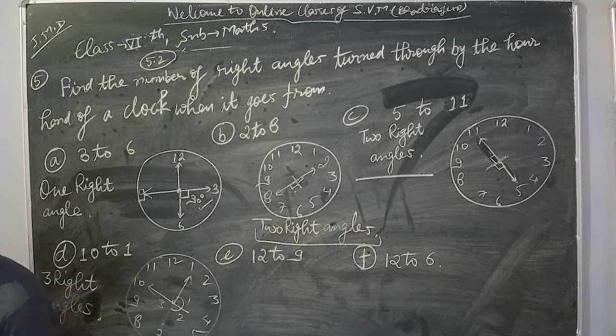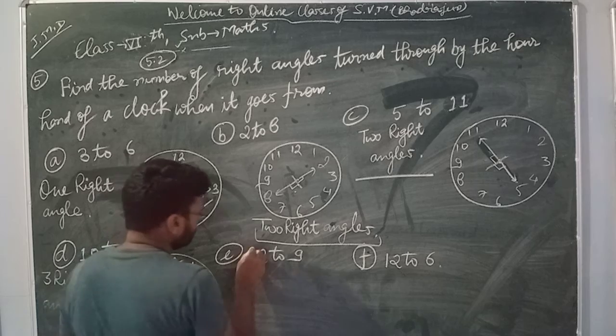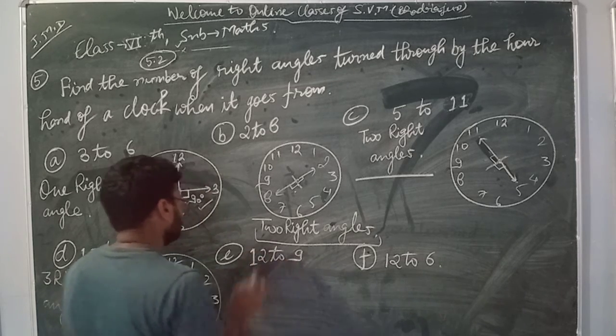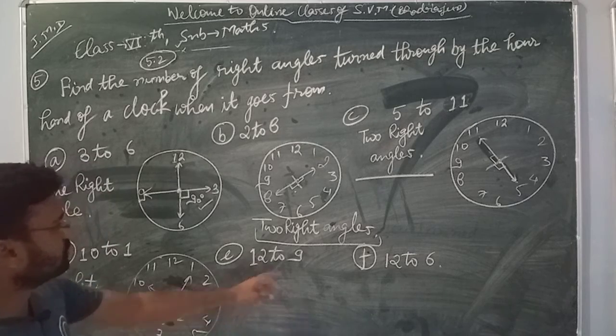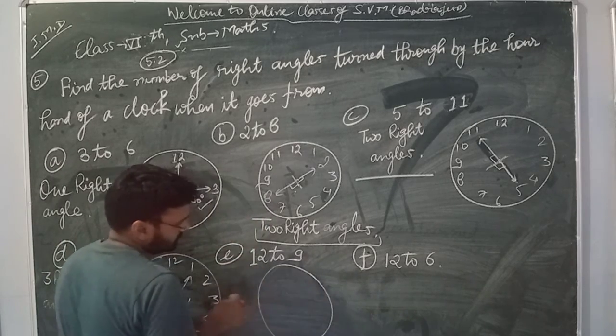Our answer is 3 right angles. Okay. Now this is our part E, and what we have to do is go from 12 to 9. From 12 to 9. Okay.